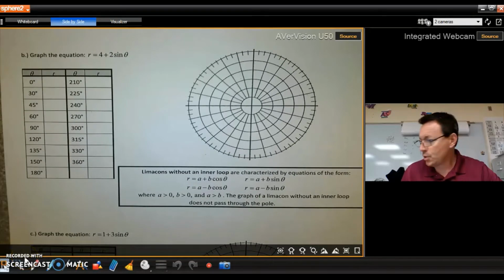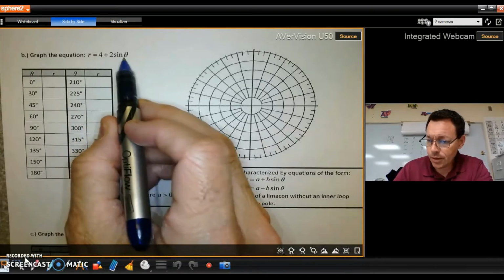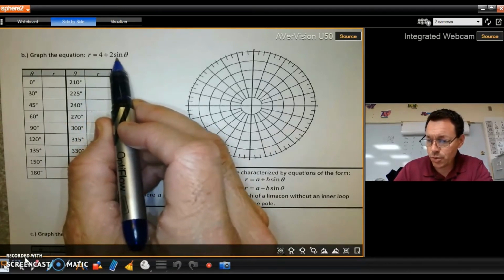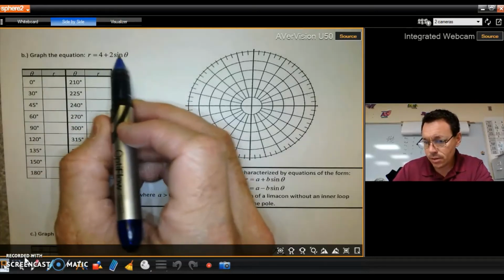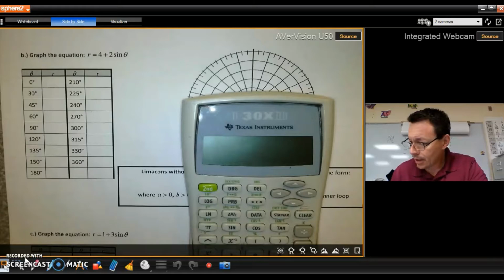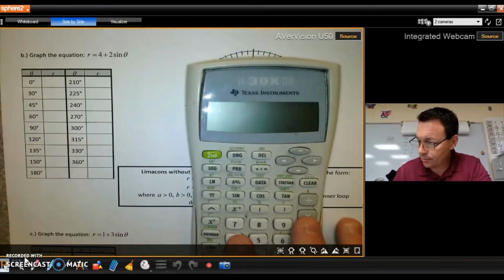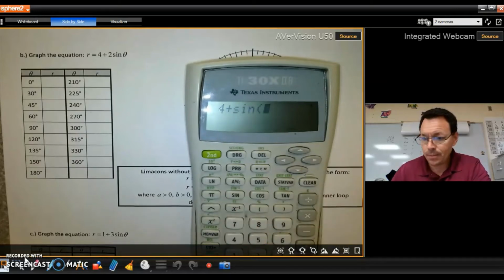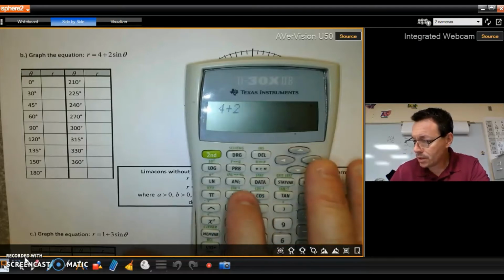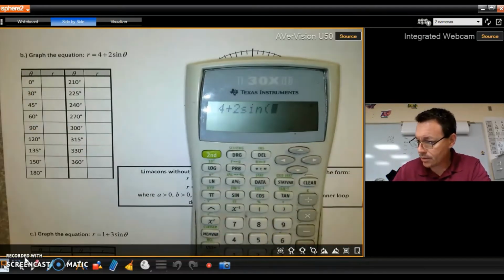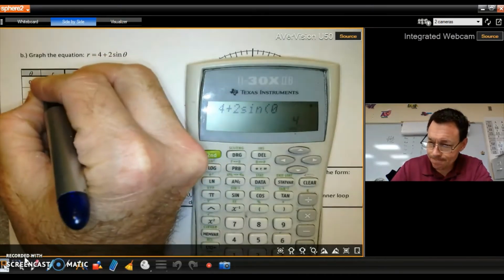All right, next page, we've got another example of a polar equation. So again, here's our equation. r equals 4 plus 2 sine theta. One at a time, we're going to put each of these angles in for theta, and put them in our calculator. So for example, we type in 4 plus 2 sine of theta, so 0. Type that in, and we get 4.